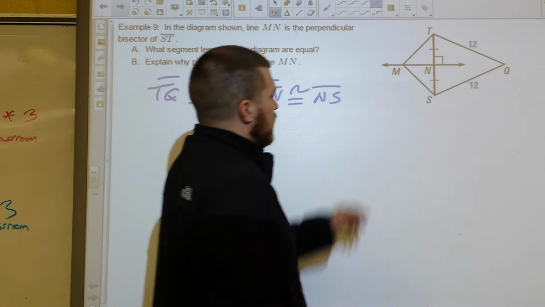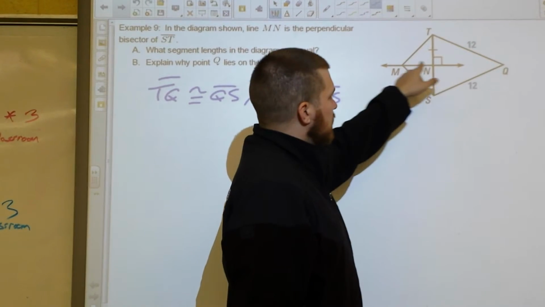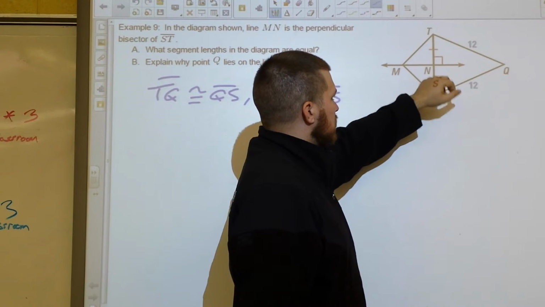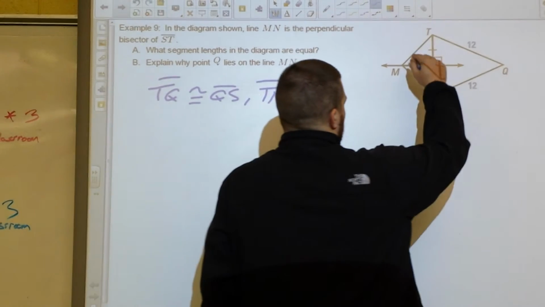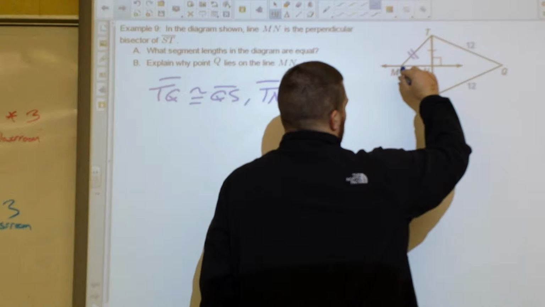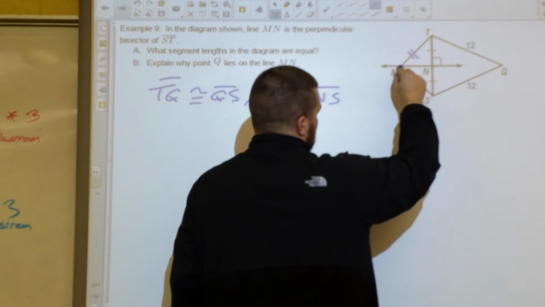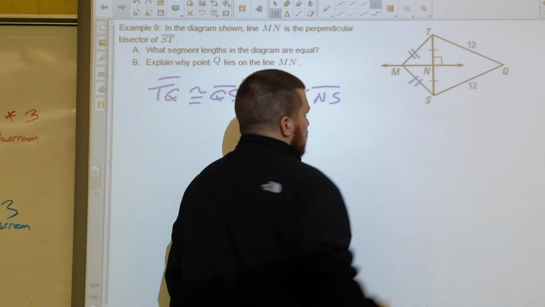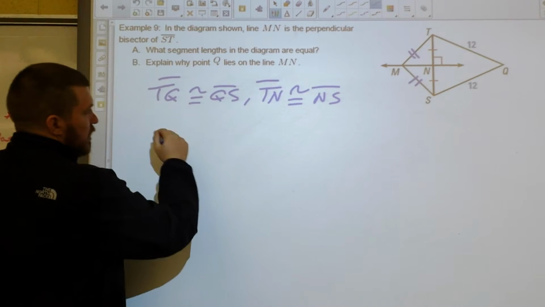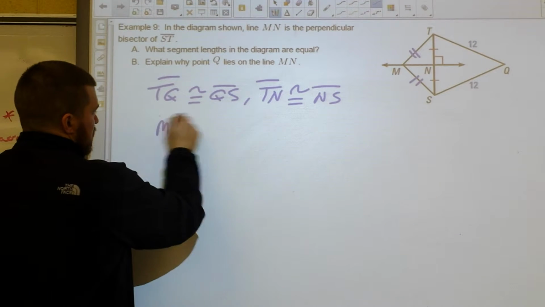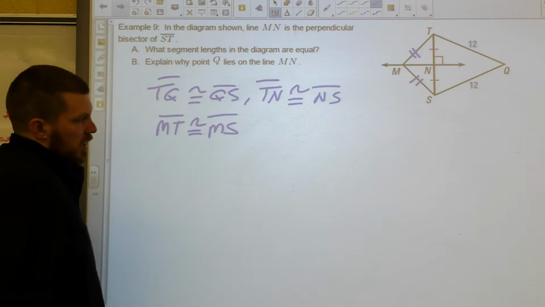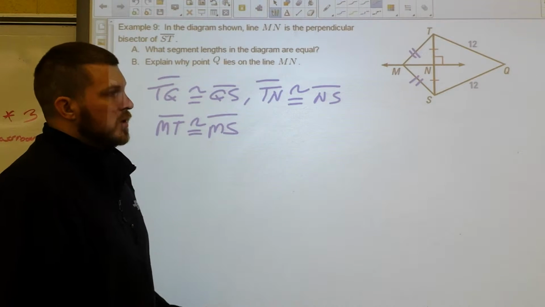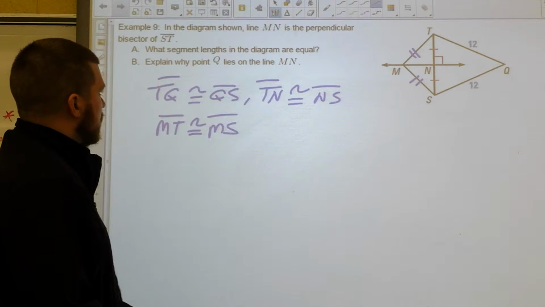And then finally, point M lives on the perpendicular bisector of the segment TS. So based on the rule we just talked about, we know that the distance from M to T is the same as the distance from M to S. So those two segments are congruent. So MT is congruent to MS. And that's all we know about congruent pieces in this diagram.